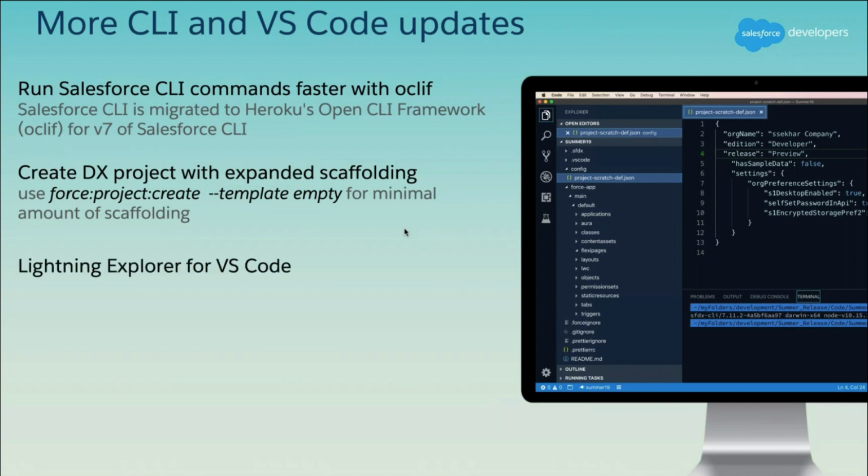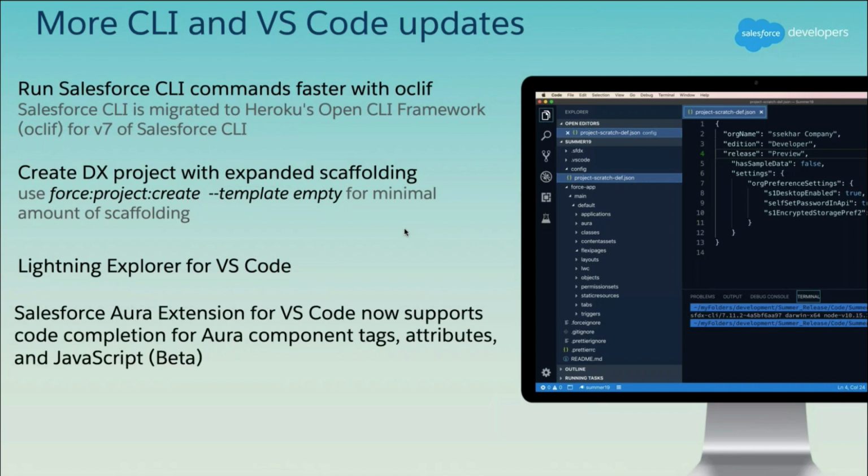And one important addition to our Visual Studio Code this time is a tool called Lightning Explorer, with which you can see all the components, just how you are seeing it in the component library. In a similar way, in a much better interface, you can see it in your Visual Studio Code environment itself. There is also a Salesforce Aura extension for VS Code, which supports an auto completion feature now. Again, it's in beta mode. You have to enable it.